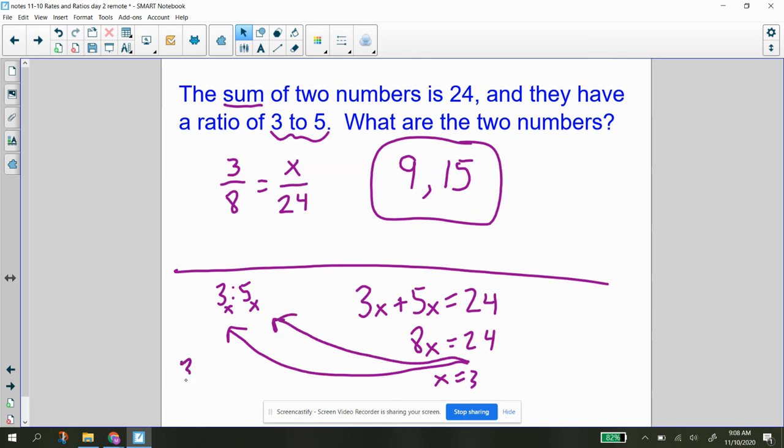But then if I do 3 times 3, that gets me one number, which is 9. And if I do 5 times 3, plugging my x back in, that's 15. And I actually like doing it that way the best. But if you want to set the proportion, the other way works.